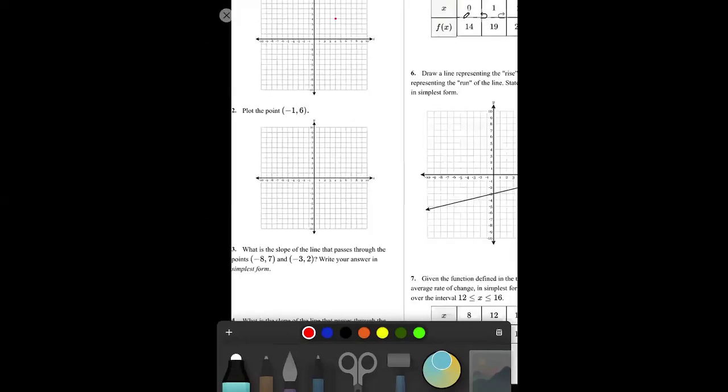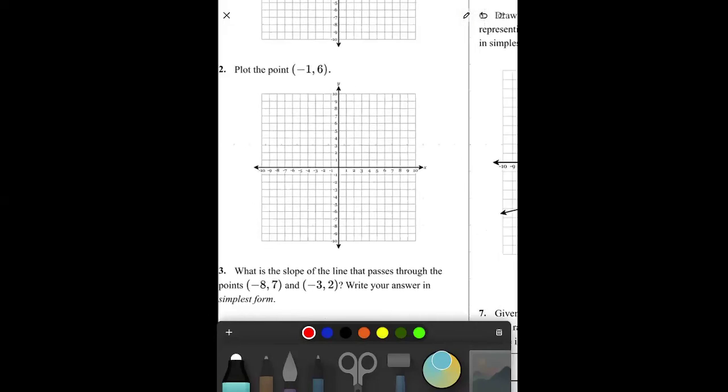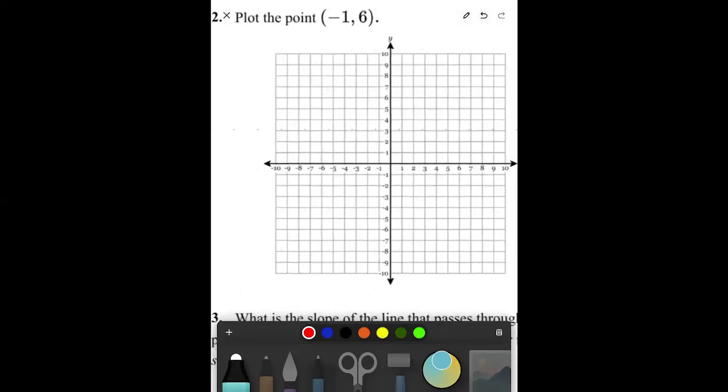The next one is (-1, 6). Let me get this in the page. The x value is -1 and the y value is 6. That means we go to the left 1, and then up 6. So we're right here. That's our point.